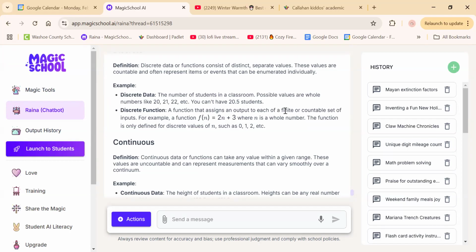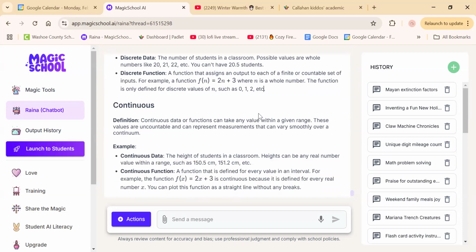Discrete functions look like a linear one, okay? An output to each of an infinite countable set of inputs. For example, a function f of n equals 2n plus 3, where n is a whole number, is only defined by discrete values. Okay. Continuous can take any value within a given range. These values are uncountable and can represent measurements. Height can be a discrete number or a continuous number. Because with height, not everybody's going to be a perfect 5 foot, right? You could be 5 foot 1 inch, 5 foot 2 inch, right? You could be a half an inch, right?